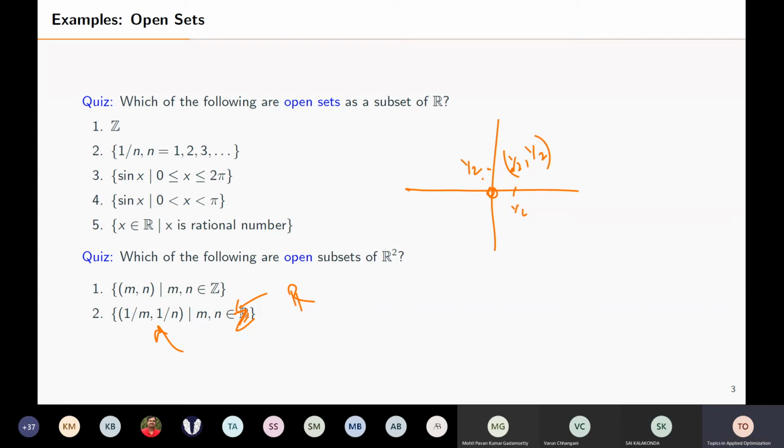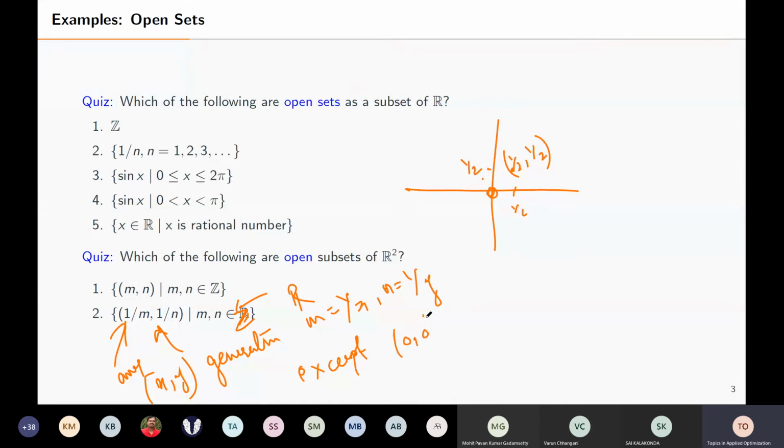In that case, it will become open, because now M is taking arbitrary values, right? Because I can generate any XY number, except 0, by taking M equal to 1 over X and N equal to 1 over Y. So it will be like this space where you have everything included except 0. So that is fine.